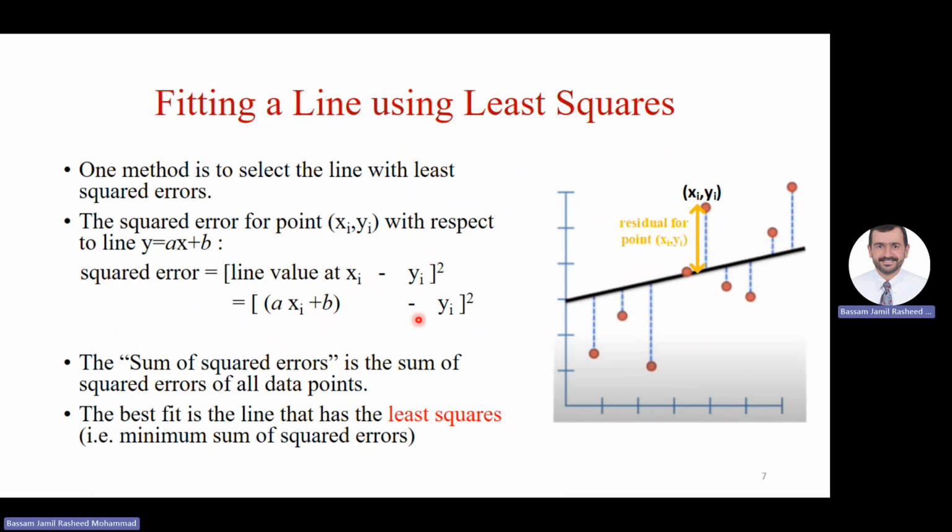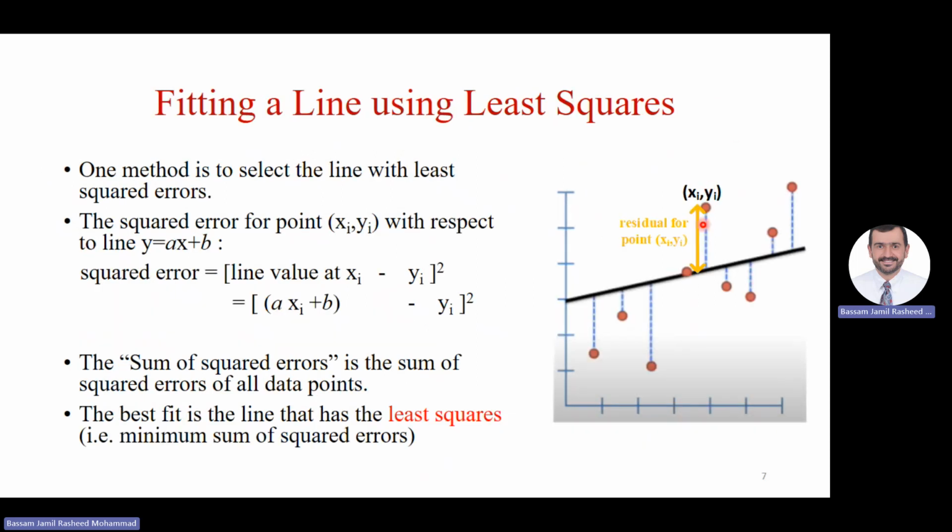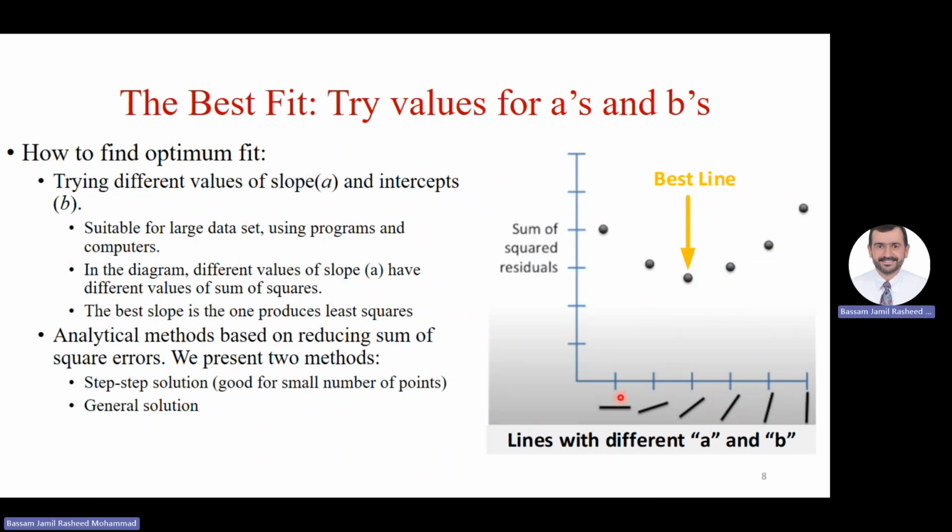As I try different lines, I come back to this data again and say, okay, let's try this line, this line, this line. As I try different lines graphically, I will come up with different values for the cost function. And then I will determine the least value of the cost function. That will be my best line. So how to find it?